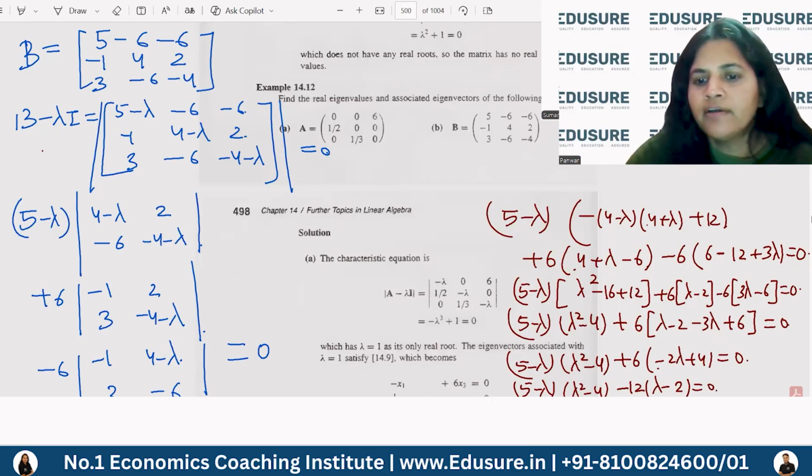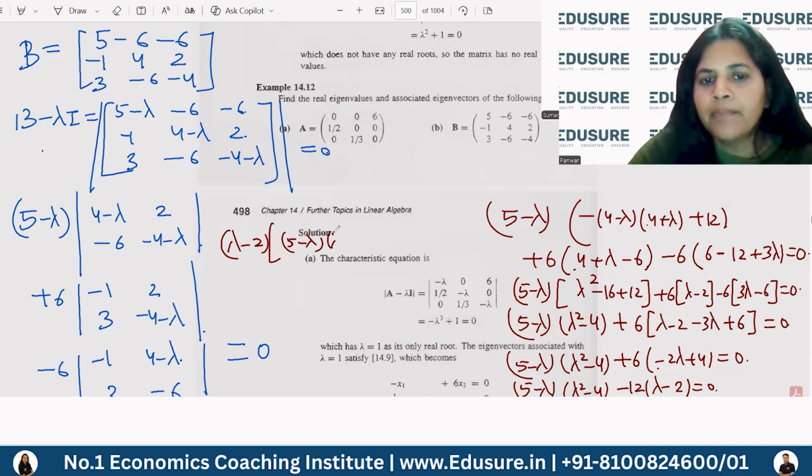So I will now have 5 minus lambda, lambda square minus 4 is lambda minus 2, lambda plus 2, minus 12 lambda minus 2 equals 0. So take lambda minus 2 as common. 5 minus lambda, lambda plus 2, minus 12 equals 0. So lambda minus 2, then you should have 5 lambda minus 2 lambda 3.